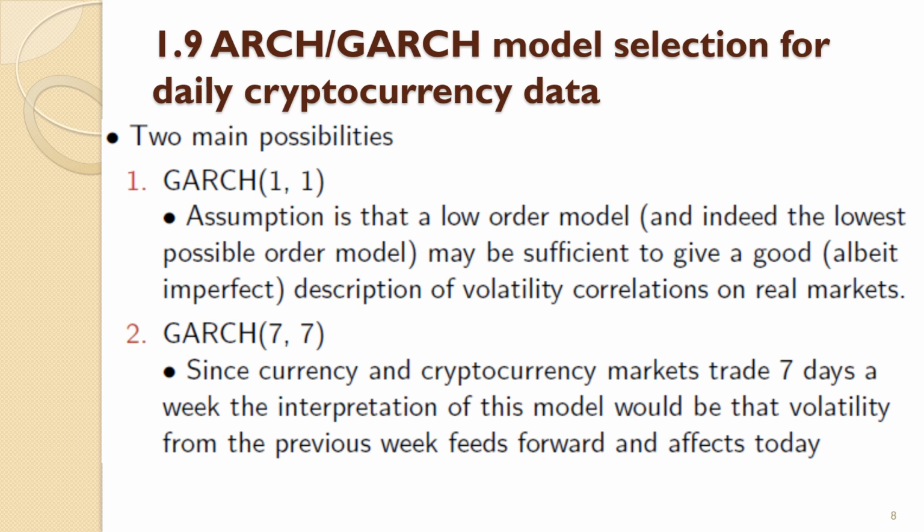And then another alternative might be if you're looking at daily price data. Since currency and cryptocurrency markets trade 7 days a week, the interpretation of this model would be that volatility from the previous 7 days, so the previous week, continues to feed forward and affect today. So again, this has a believable financial mechanism attached to this, derived from the human calendar. Okay, lots and lots of different possibilities. Certainly I think these are the most obvious ones to think of with respect to dissertations, and we'll go through examples of these later in the lecture.